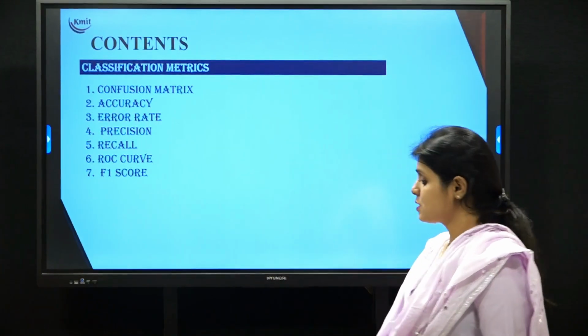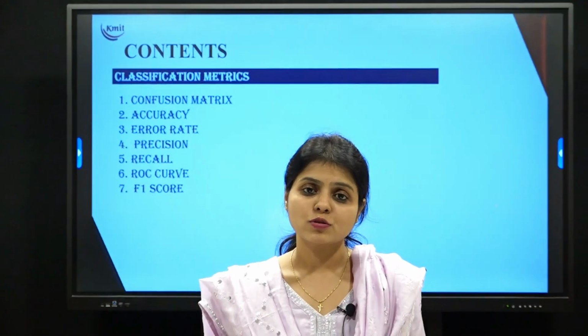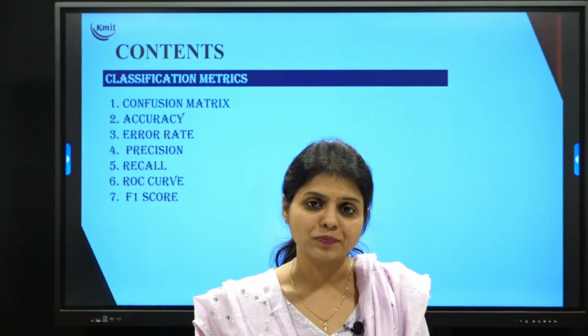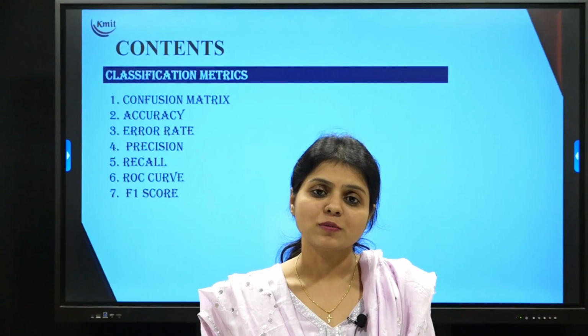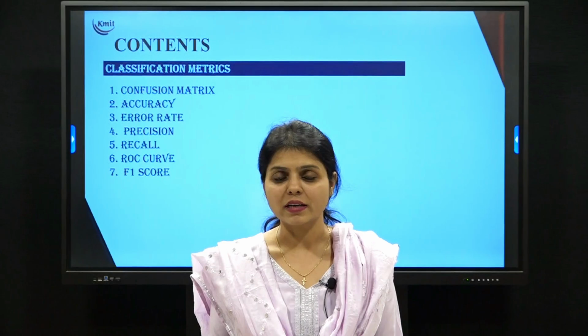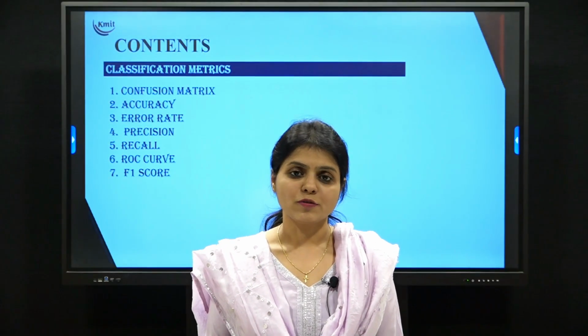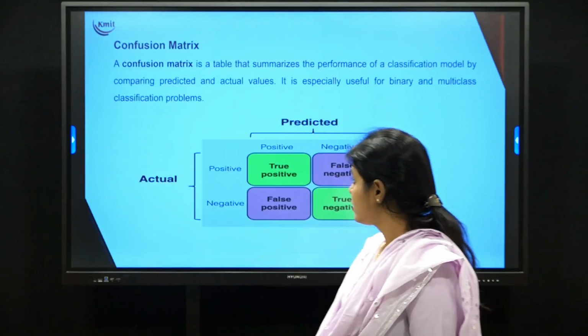Classification metrics are nothing but the metrics that we use when we design a classification algorithm. Okay, so we have seen different performance metrics for regression, that is mean square error, root mean square error, R square error, right? So similar to that, for classification algorithms in machine learning we use different performance metrics. Okay, now let's go into that.